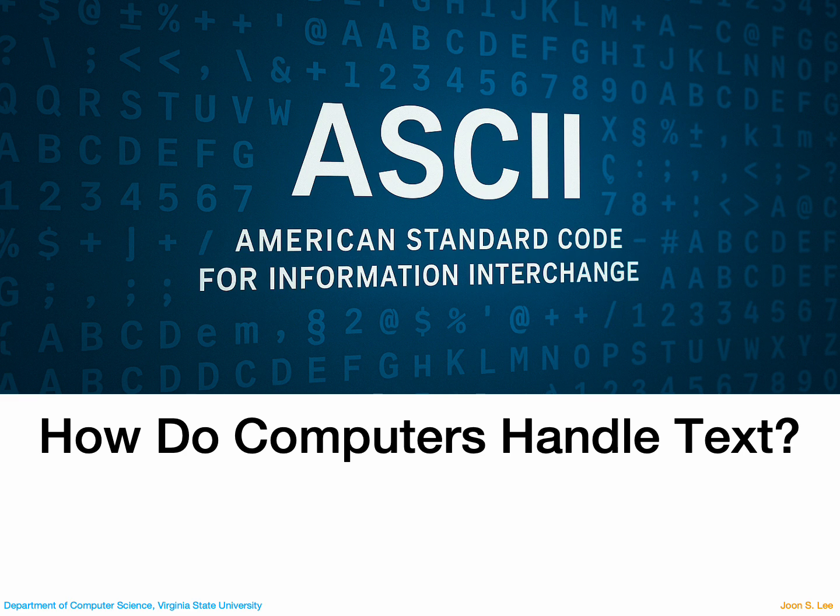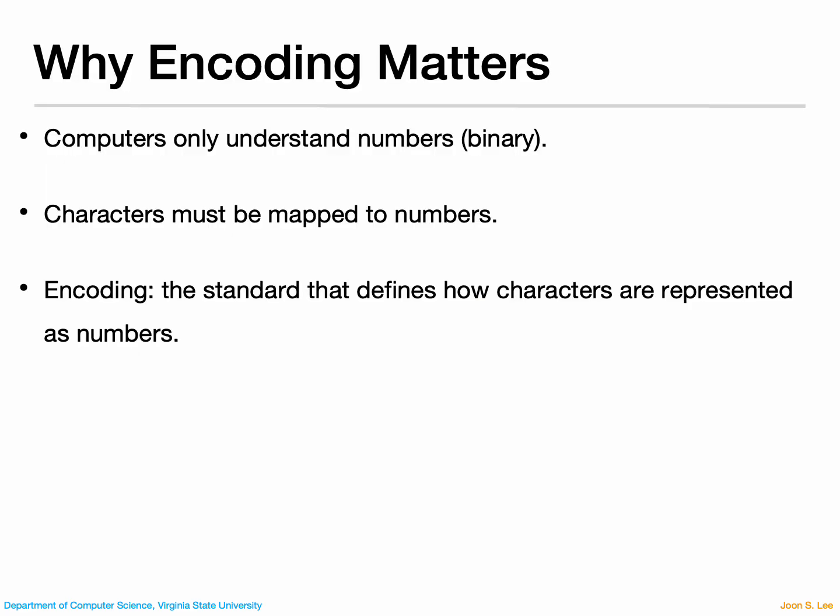We'll begin with ASCII, the American Standard Code for Information Interchange, which was one of the first widely used systems to map characters to numbers. Then we'll see how Unicode expands that system to cover every language and symbol you can think of. Finally, we'll connect this to Python with functions like ord and chr, which let us move between characters and their numeric codes. So the big picture idea for today is understanding that text at the computer's level is really numbers in disguise. Now let's talk about why encoding is important.